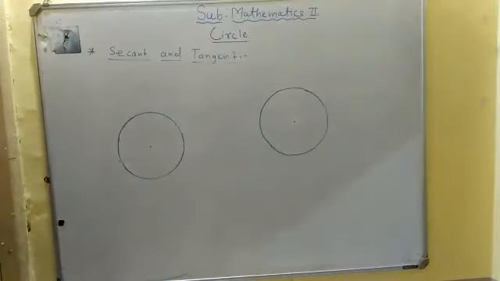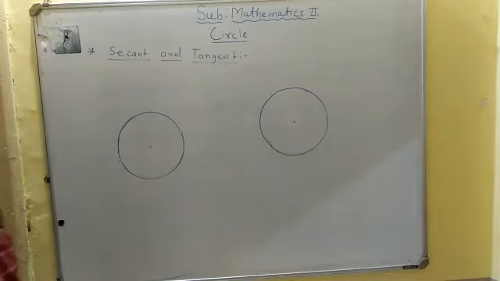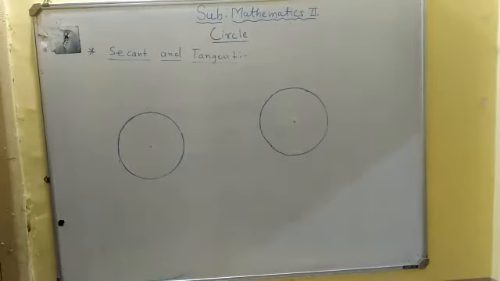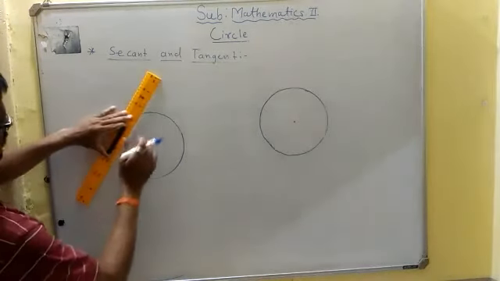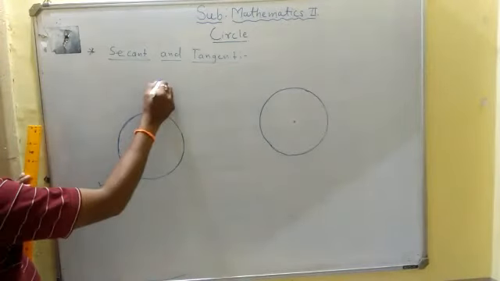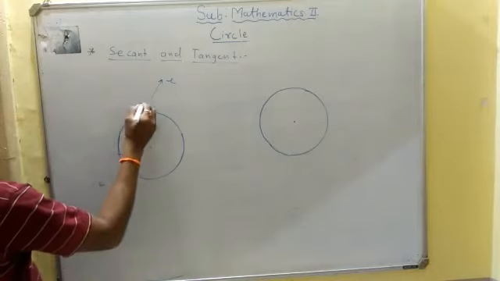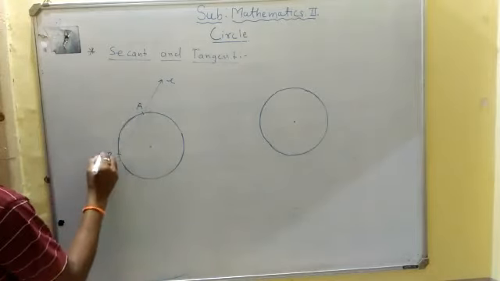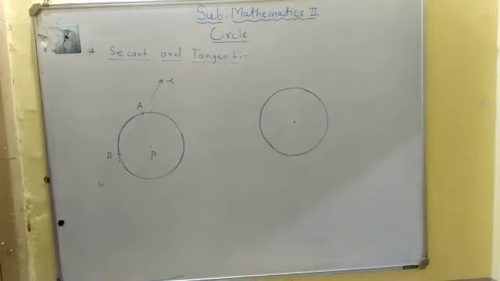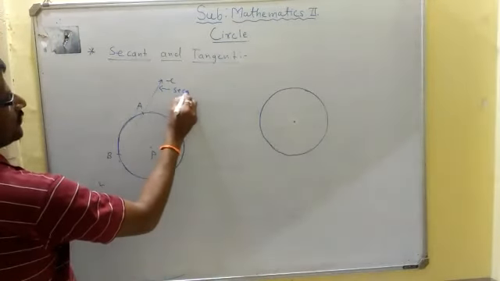Understand? Now we are going towards a new concept, secant and tangent. Both lines are related to circles. Suppose we first construct a line, which is the line L. That line L intersects the circle at two distinct points, A and B. Suppose P is the center of the circle. Okay. Now we say that the line is a secant of the circle.